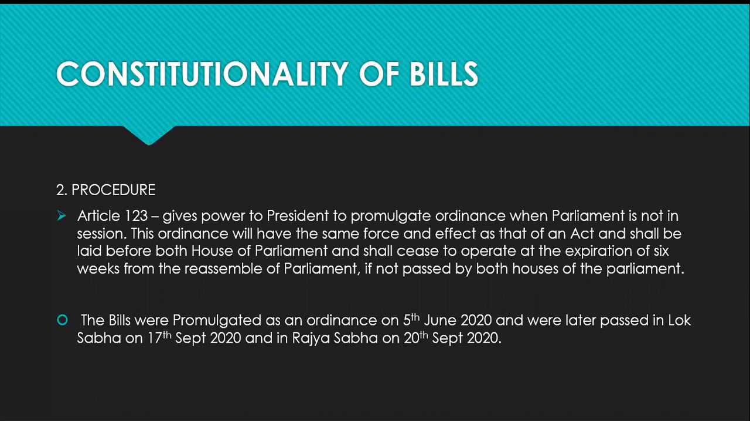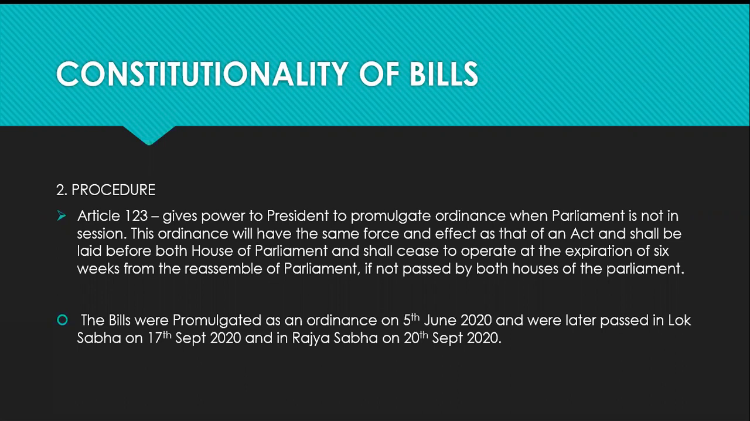This ordinance will have the same force as that of an Act and shall be laid before both Houses of Parliament and shall cease to operate at the expiration of 6 weeks from the reassembly of Parliament if not passed by both Houses of Parliament. So we have to highlight some points in Article 123 which are the major points. The first point is that the President has the power to promulgate the ordinance as per Article 123, but the President can exercise this power of promulgating an ordinance only when Parliament is not in session. So the first criterion for the President promulgating the ordinance is that Parliament should not be in session. That is the first. Now coming to the second.